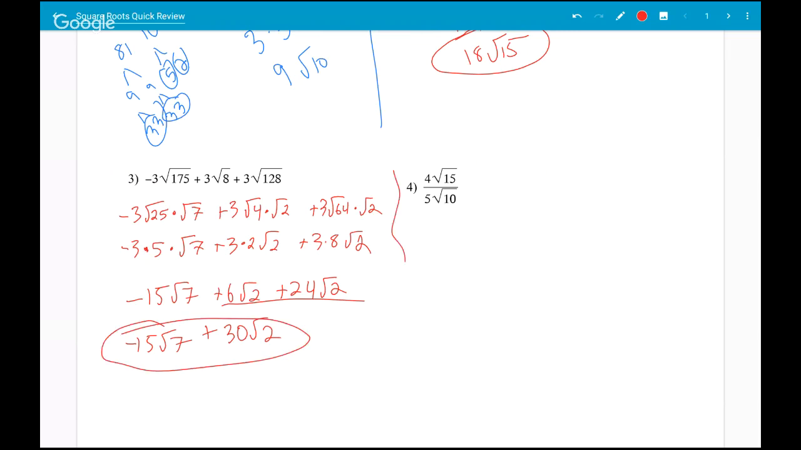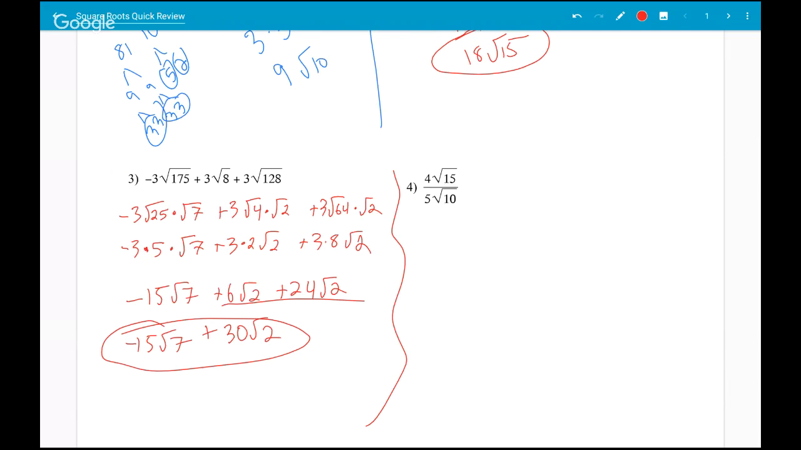On to number 4. For number 4, it's a little bit of a different problem in that there's nothing actually wrong with either the square root of 15 or the square root of 10. Both of those are as simplified as you could possibly make them. However, we are not allowed to have a square root in our denominator, so we need to get rid of that. There's a couple different ways you can handle this problem. I'm going to show you the way that I would choose to handle it.